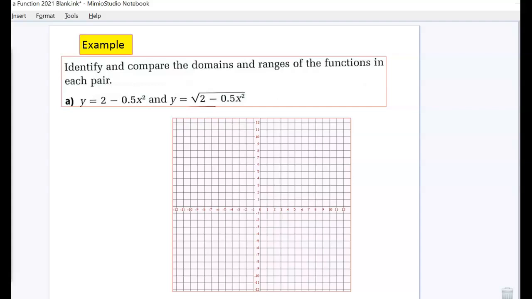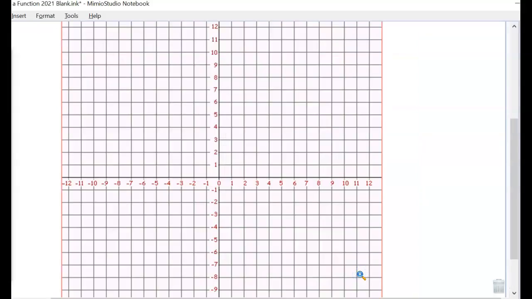So if we wanted to graph the square root of 2 minus 0.5x squared, well, the first thing I would do is graph the function 2 minus 0.5x squared, okay? And if we were to graph this, let's just make this bigger. So we're going to start with the square root of 2 minus 0.5x squared, okay?